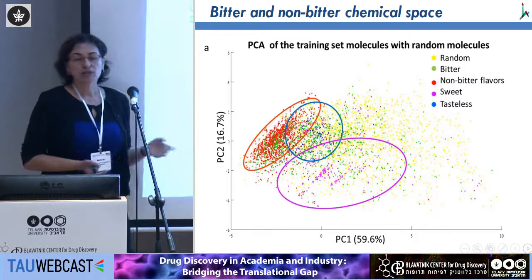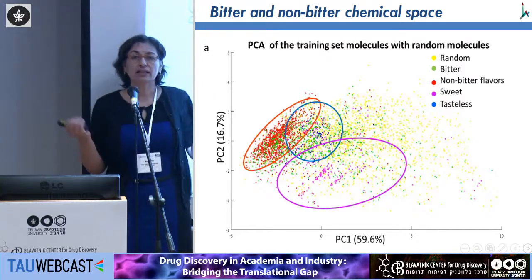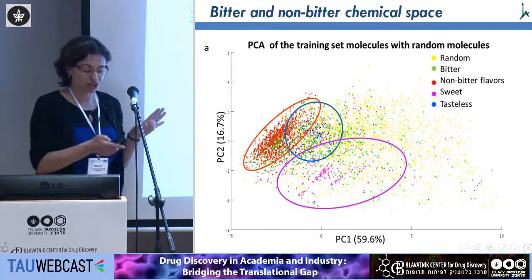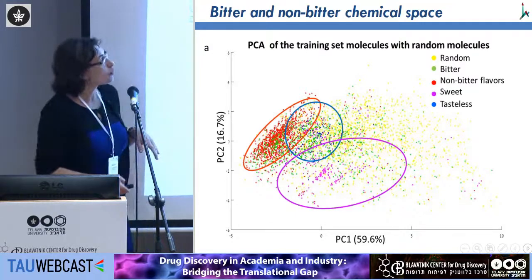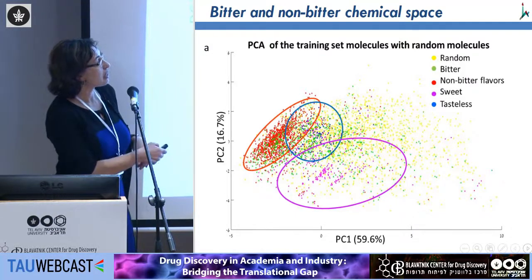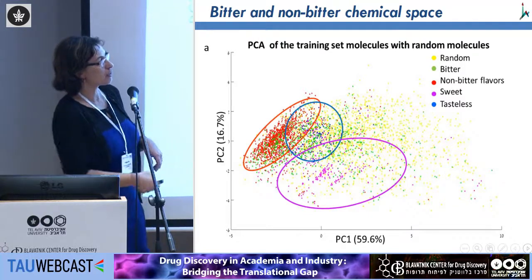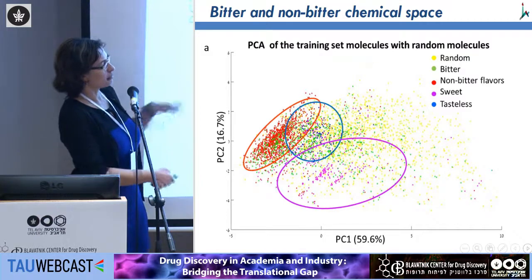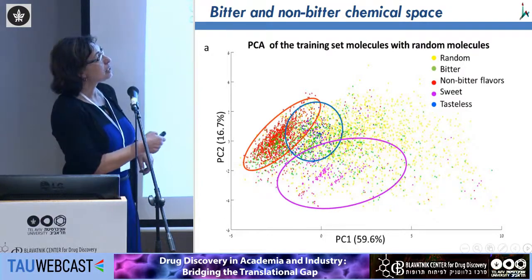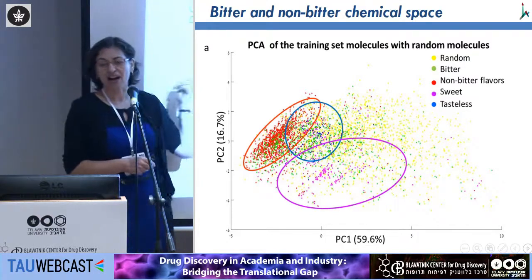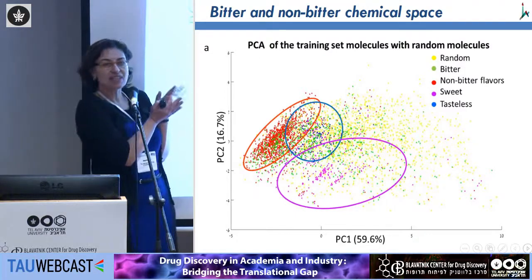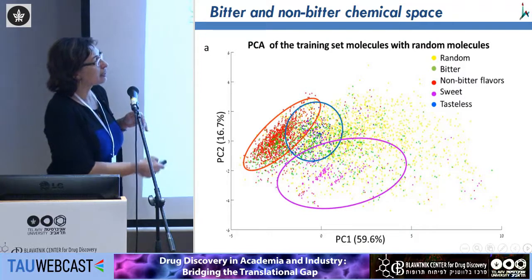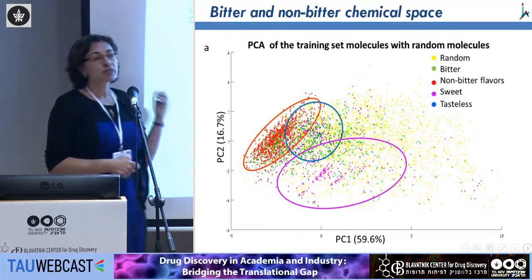In principle, you could say, okay, take any random molecule, that should be the non-bitter for you, but I'll show you soon that that's actually not so true. What Ayana did was, look here, you can see the random molecules represented in yellow on a principal components axis. The non-bitter flavors are in red, so you see that it's a kind of concise chemical space. And then the bitter in green are all over.